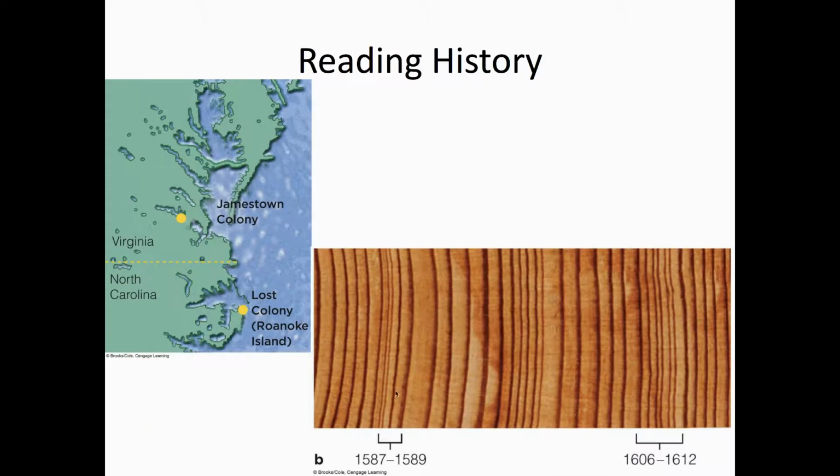All right. Here we have a tree. This tree happened to live in Virginia, and when they cut it down, look here. You see these real small bands here? This year here, tons of rain. Crops are happy, everything's good. This year here, not so much.